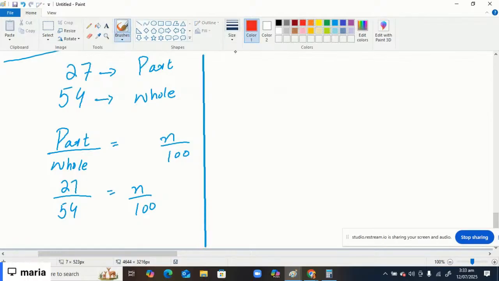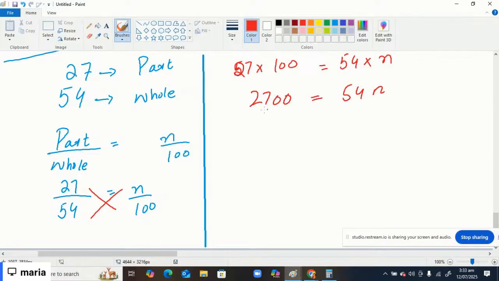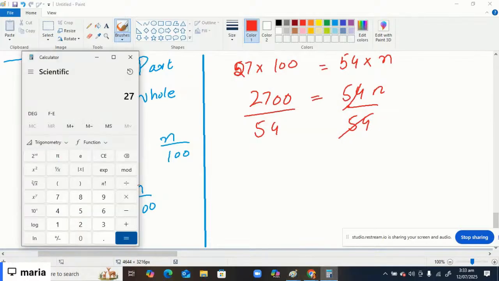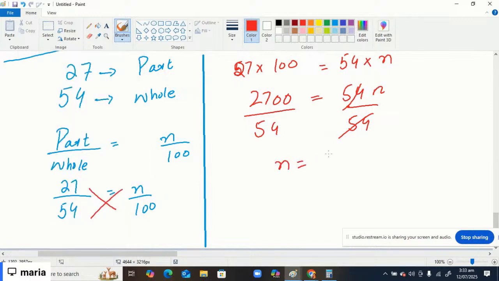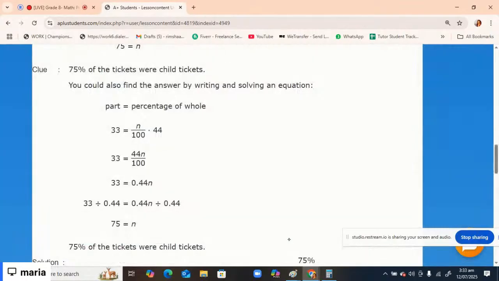Okay, so now just cross multiply. 27 times 100 equals 54 times n. So this is 2700 and here is 54n. Now dividing on both sides by 54, this should be cancelled. Now 2700 divided by 54. So n is equal to 50. Okay, now let's do some test questions.